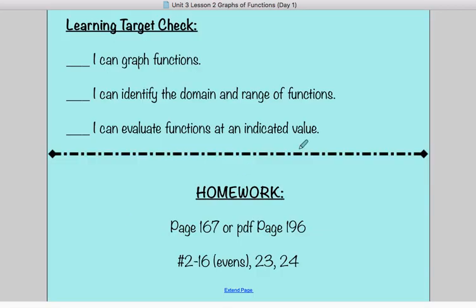That is our graphs of functions. Your homework is 2 through 16 evens, 23 and 24. So 2 through 16 are graphing like we did today. You can either sketch the graphs, or grab coordinate planes off of the internet and put them on your Notability and just do the graphing on your iPad. Otherwise, you can freehand sketch it, or if you have graph paper, that's even better.